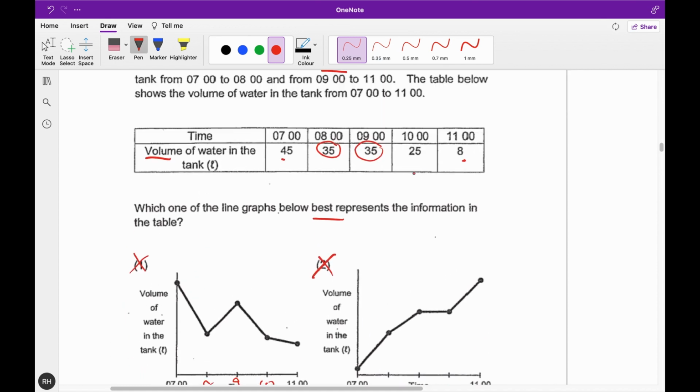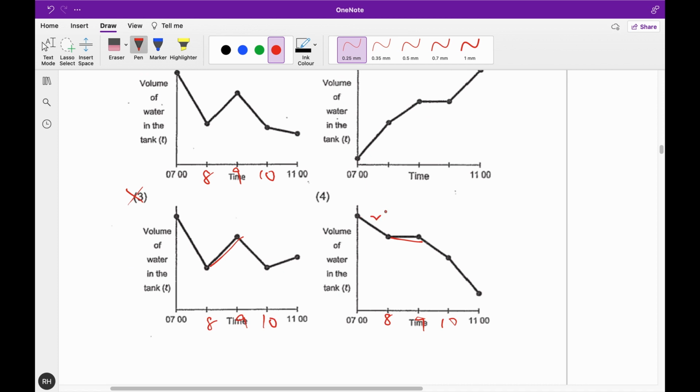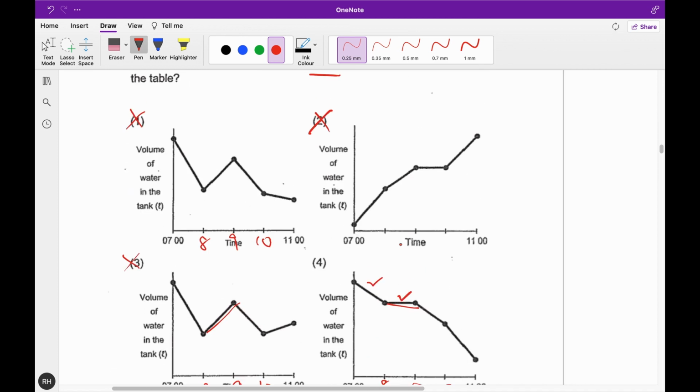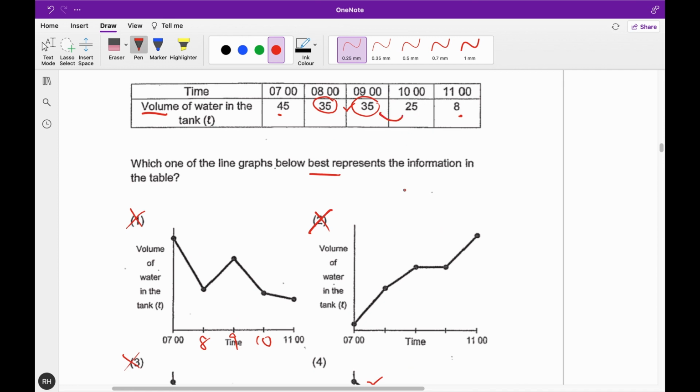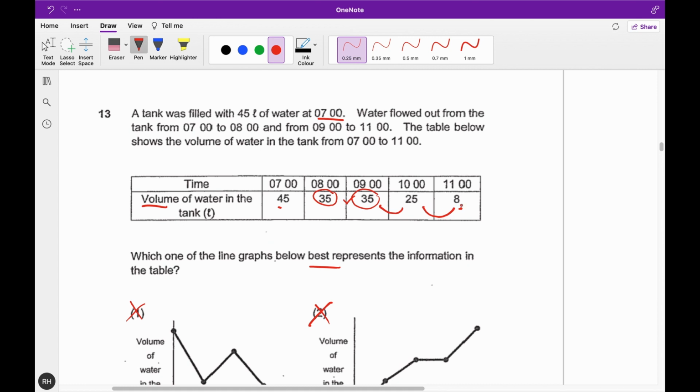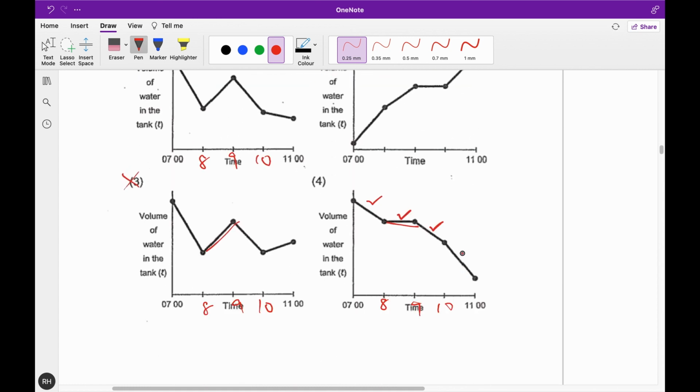Let's take a look at other numbers. So we have 45. Okay, then becomes 35. So it should go down. Okay, so this is correct. 35 to 35, it is stagnant. Okay, this is correct. 35 to 25 is decreasing. Okay, so this is also correct. 25 to 8 is also decreasing. So this is a more drastic and obvious drop. So answer is option 4.